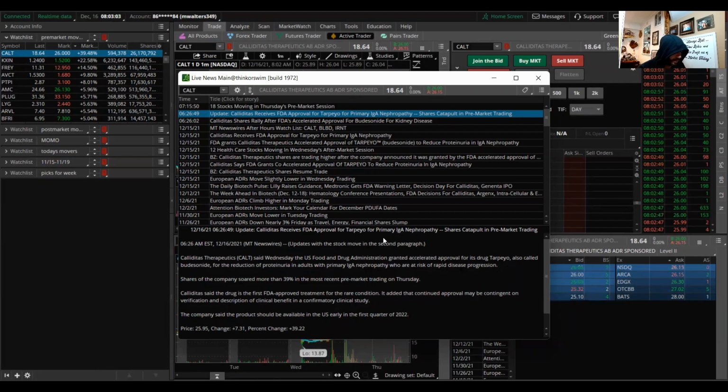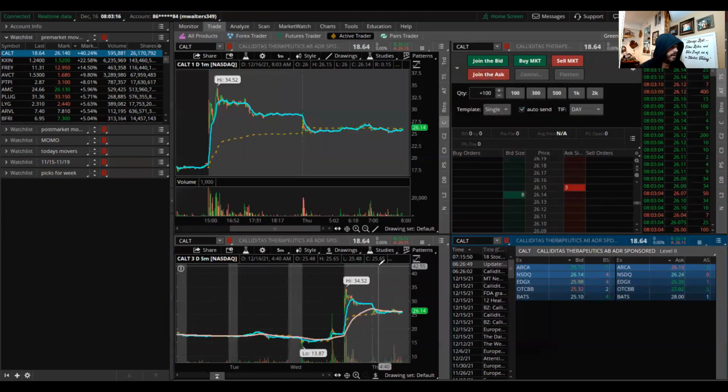I think it was for something with the liver, but either way, this is something that is going to be a good catalyst for this company. Do I think it's going to be a catalyst that gets day traded? I'm not sure.